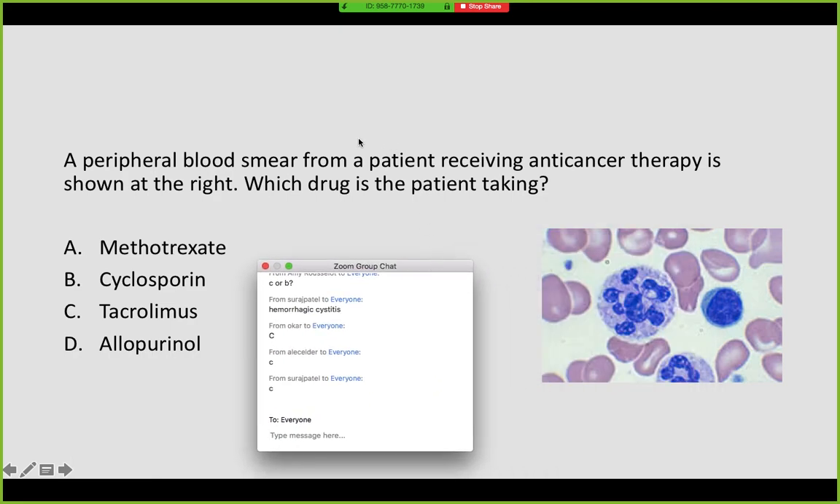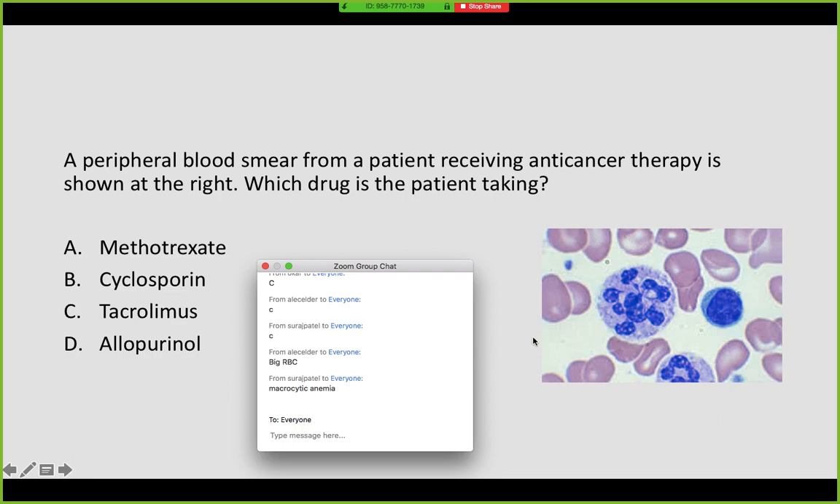Okay, so I reused this from the last session, but it's really important. So a peripheral blood smear from a patient receiving anti-cancer therapy is shown at the right. Which drug is the patient likely taking? So first of all, what is this smear showing? Right, big red blood cells. Yeah, so this is in the hypersegmented neutrophils.